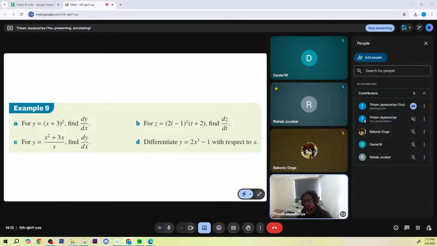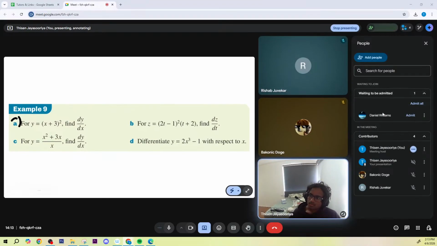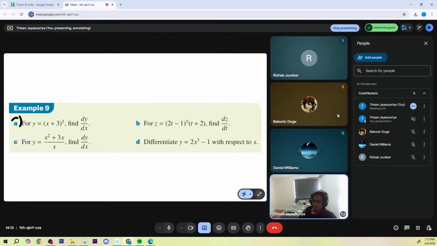So here, using my understanding of the power rule, I'll ask. There you go. Using my understanding of the power rule, Rashab, how can I differentiate this one?